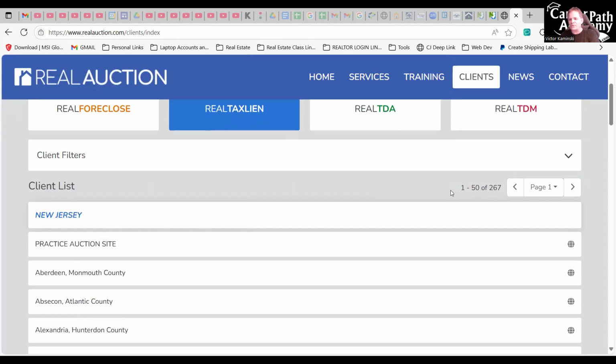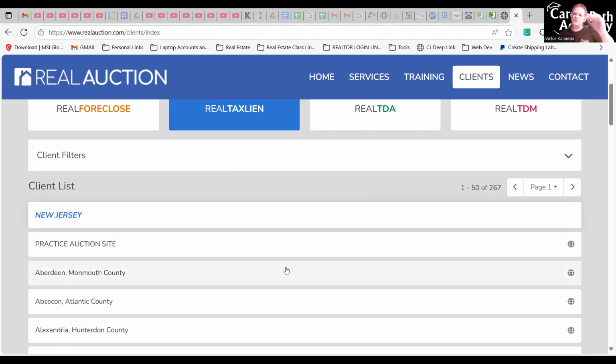There are 267 municipalities in New Jersey that use this software company to conduct their tax auctions. But we have 564 municipalities in New Jersey. So there's still a couple hundred that are not using this. They're using some other resource.